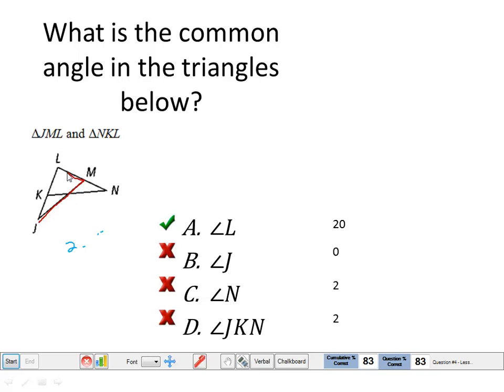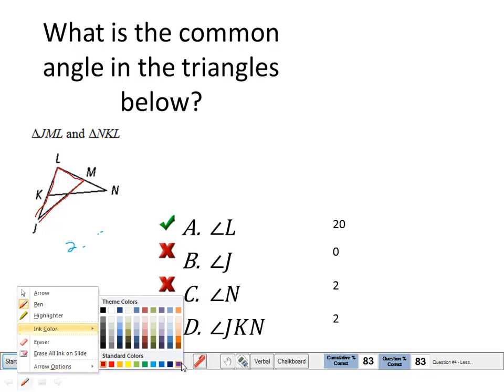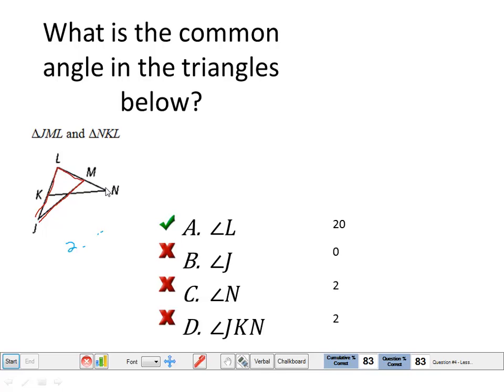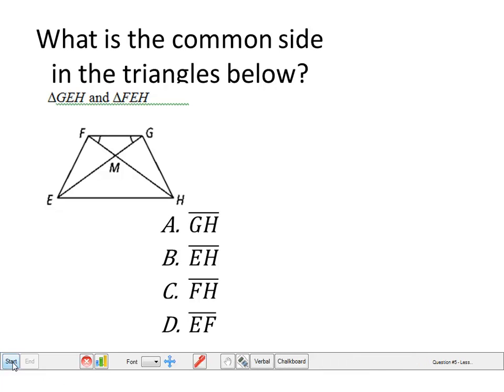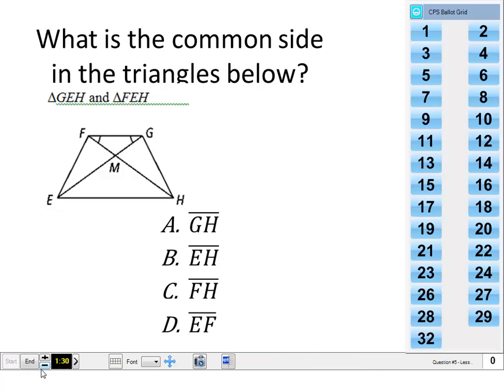Okay, triangle JML and triangle NKL. They both use angle L. Okay. All right. Another clicker question. What's the common side between these two triangles? Triangle GEH and triangle FEH.